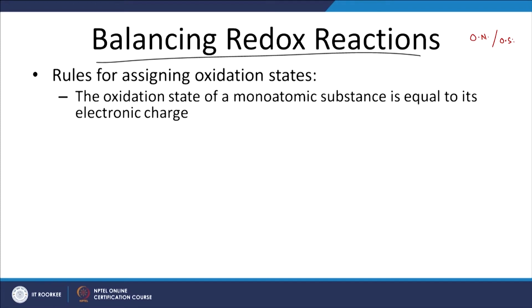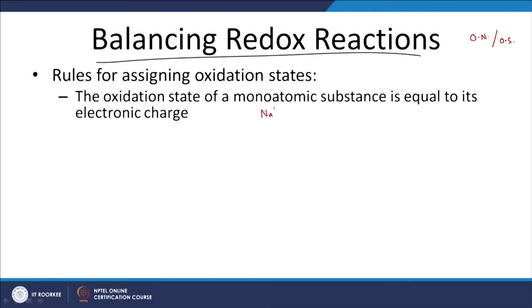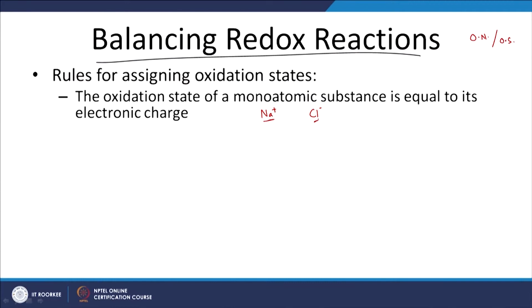So let's look at a few aspects. The first one is for a monoatomic substance: the oxidation number, or oxidation state, is equal to its electronic charge. For example, here we have Na+ or Cl-. These exist in solution, and so obviously the oxidation state of sodium here is +1, and for Cl it's -1. That's pretty simple, based on the principle of charge balance, nothing else there.